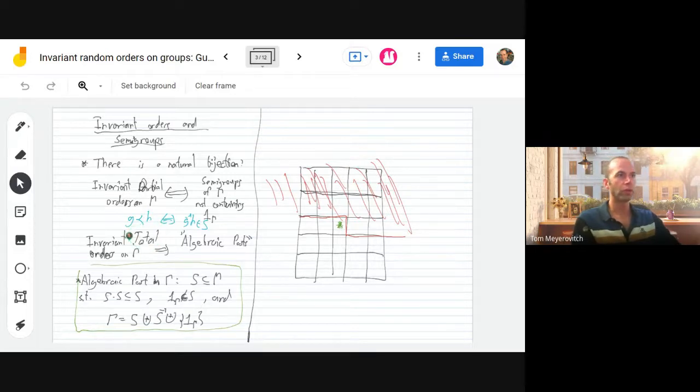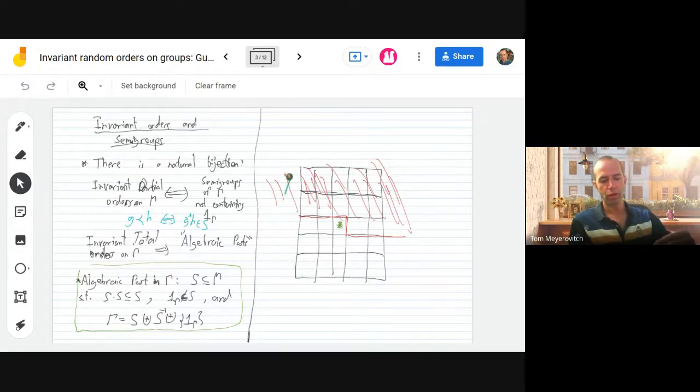Now, an example for that is, of course, you can look at the group Z, the group of integers, and the natural numbers are a semigroup that does not contain the identity, and they are an algebraic path. That's the simplest example. And you can generalize this to Z^d, to torsion-free finitely generated abelian groups as follows. You can take what's called the lexicographical order. So here it is illustrated.